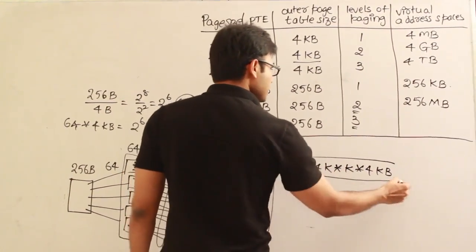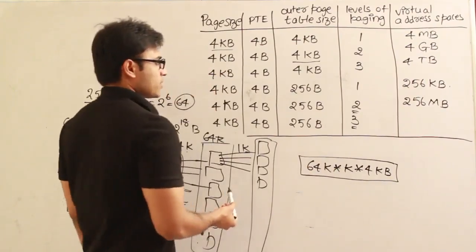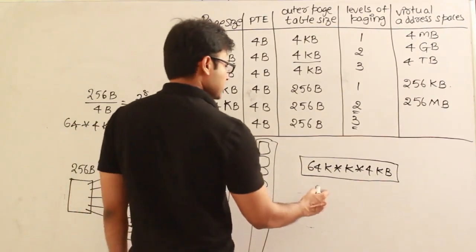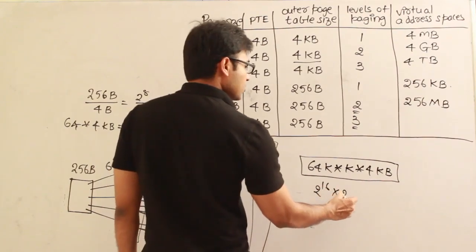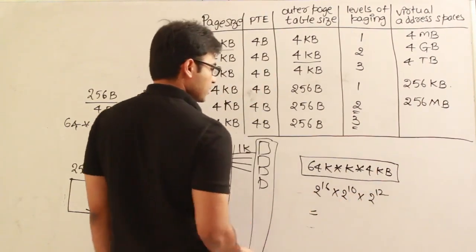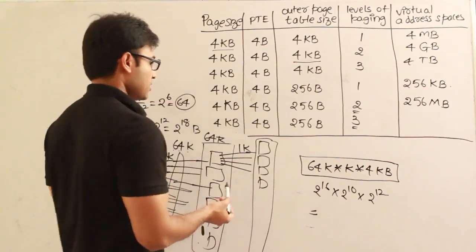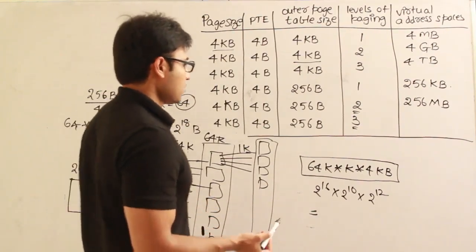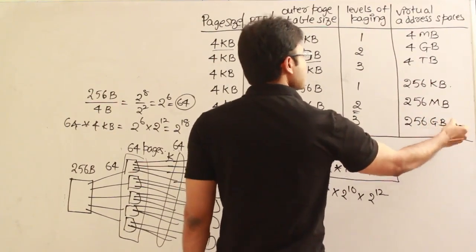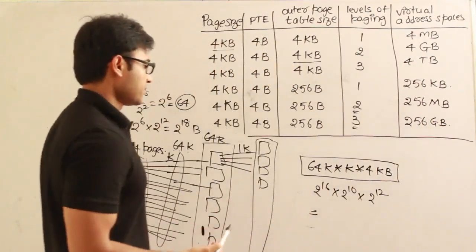So this is the total size of the process here. I mean, yeah, the virtual address space. So how much is this? 2 power 16 into 2 power 10 into 2 power 12. So how much is this one? I think if you add it, it will come to 256 GB. So 256 GB is the size of the virtual address space, right?